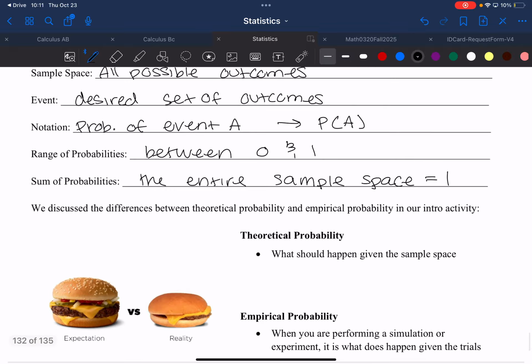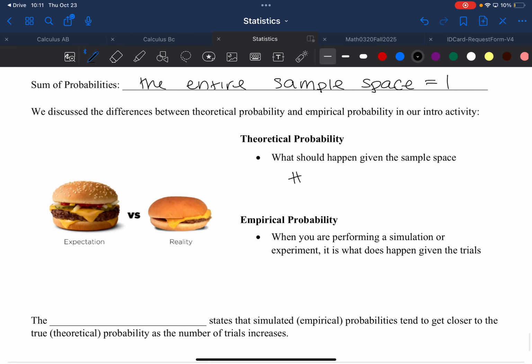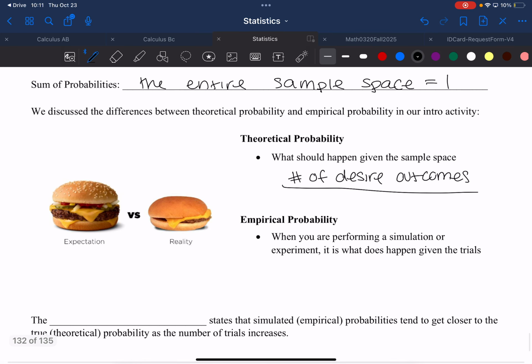So there's 2 types of probability. There is theoretical and empirical. So theoretical is what should happen given the sample space. Okay, so the formula for this would be number of desired outcomes divided by total number of outcomes.